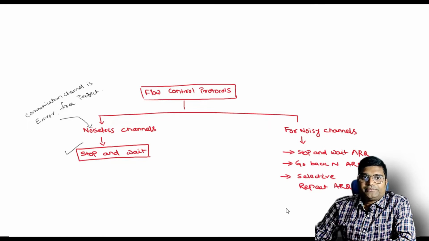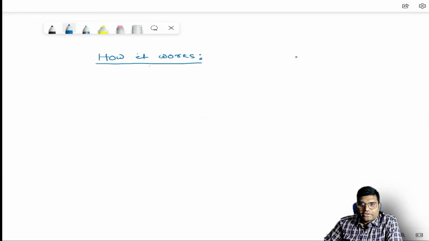Stop and wait protocol, as you know, works under a noiseless channel where we consider that the channel is perfect and there are no errors during the transmission of the packet. Let us now understand how it works.